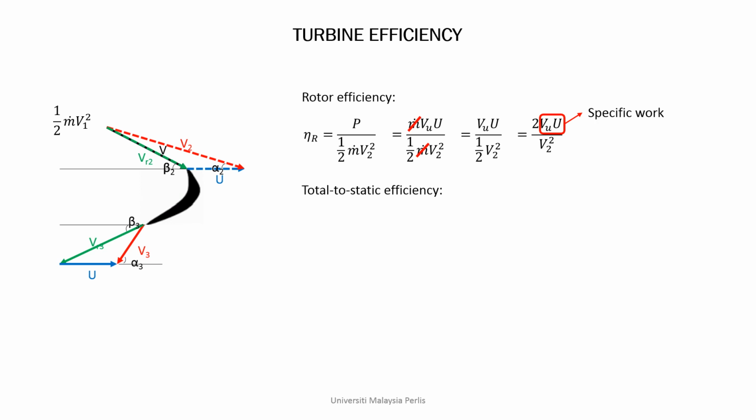Finally, we want to look into the gross efficiency, or the total to static efficiency. This efficiency is given by the efficiency of the rotor multiplied by the efficiency of the nozzle. The efficiency of the nozzle can be calculated by the ratio of V2 squared over V2S squared. The ratio of V2 over V2S is actually the velocity coefficient in the nozzle.